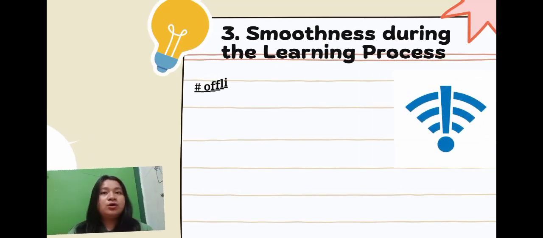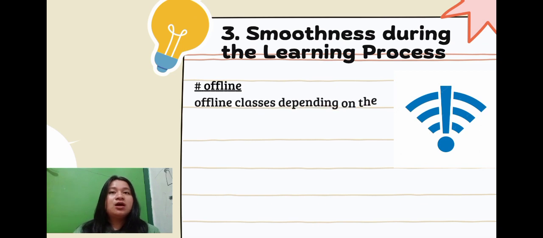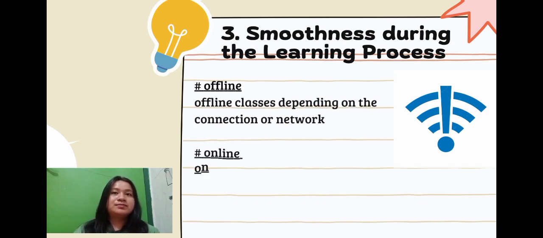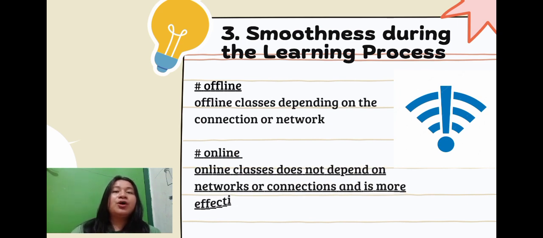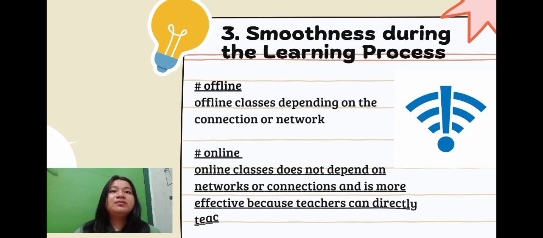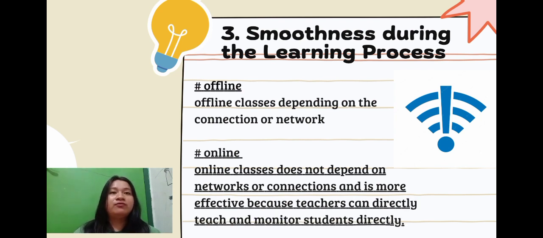And the third, or the last, is smoothness during the learning process. Online classes depend on the connection or network. Apart from the device that students must have, what other important things are needed by students when studying online? Yep, the answer is an internet connection or network. Without an internet network, online classes will not run. This also applies to smoothness during the learning process.